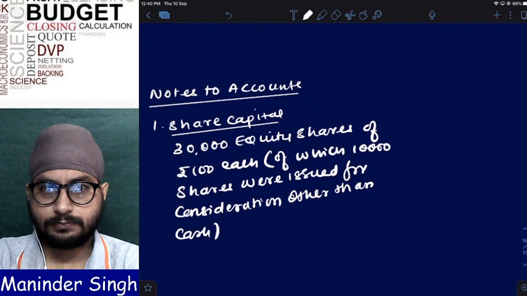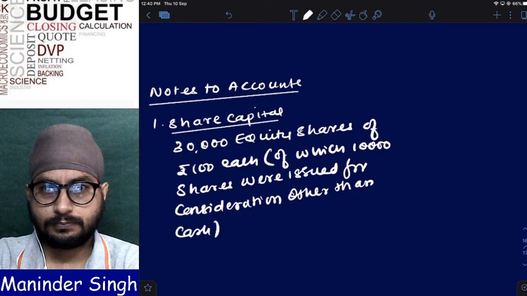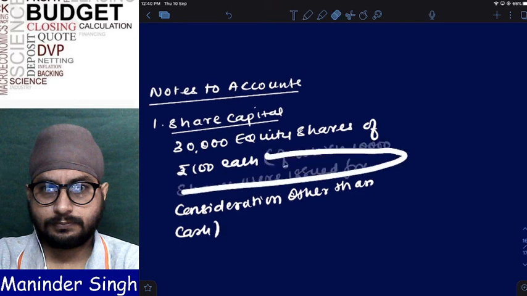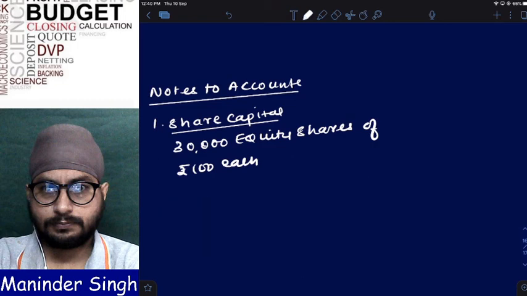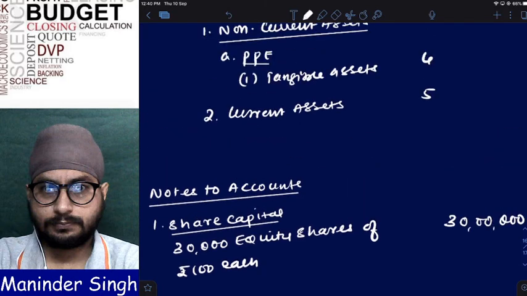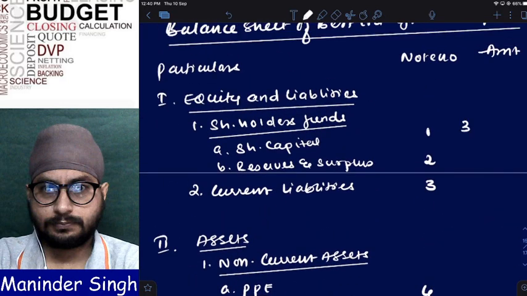Now, clear? Next. If you don't write this also it's fine, otherwise you'll get confused again. Leave it, not required. How much should it be? Total capital 30 lakhs, right? Here 30 lakhs. So I'll go back and write 30 lakhs here. Then we have reserves and surplus.